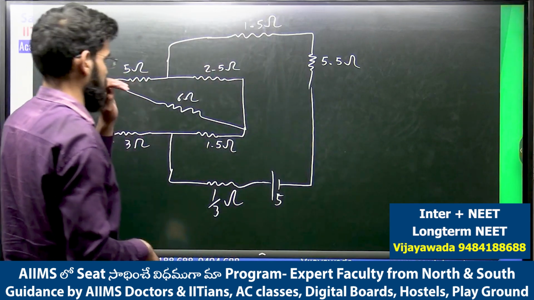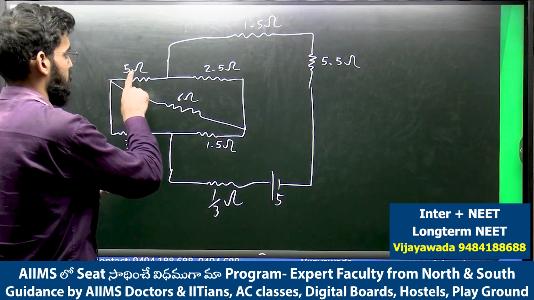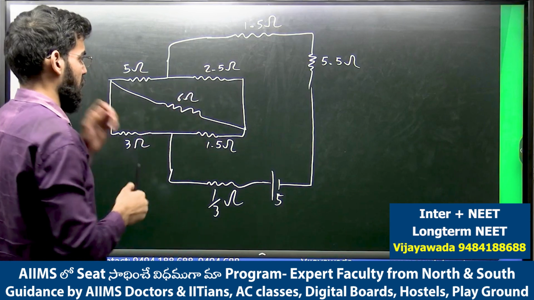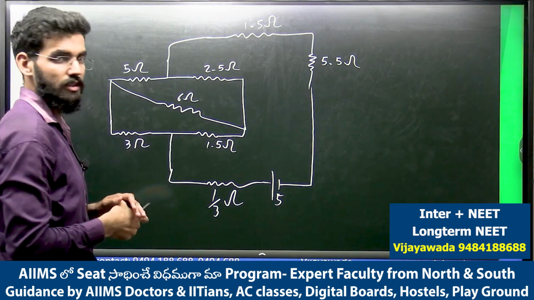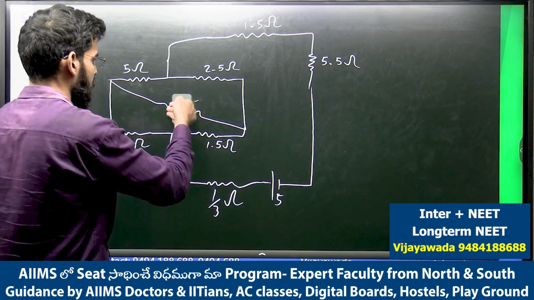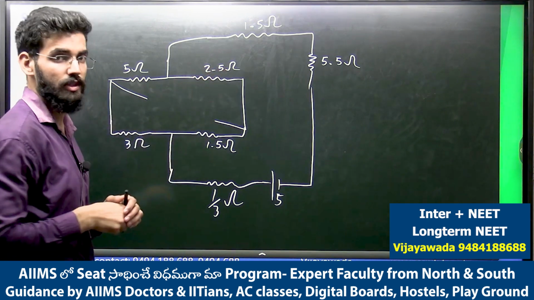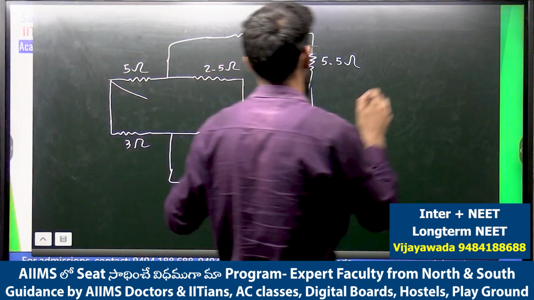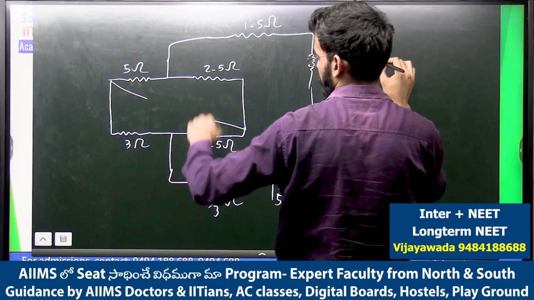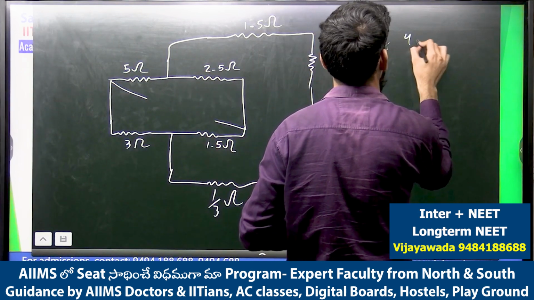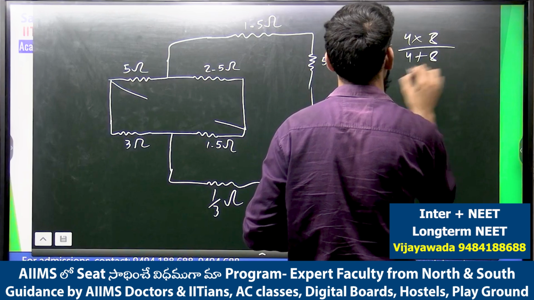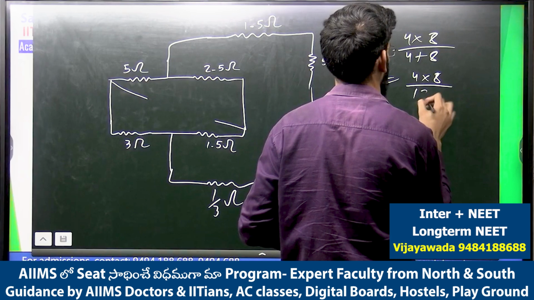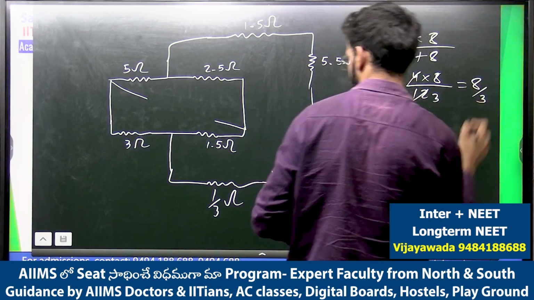Calculate the equivalent resistance. We see here there is a Wheatstone bridge, 5 by 2.5 is a factor of 2, here also 2. So this 6 will go out. Now what you have is 2.5 plus 1.5, a series connection, so 4, and here you have 8. These are now in parallel. So you will have 4 into 8 by 4 plus 8. That is 4 into 8 divided by 12, which is 8 by 3.